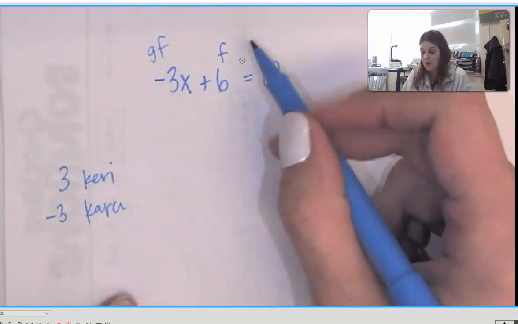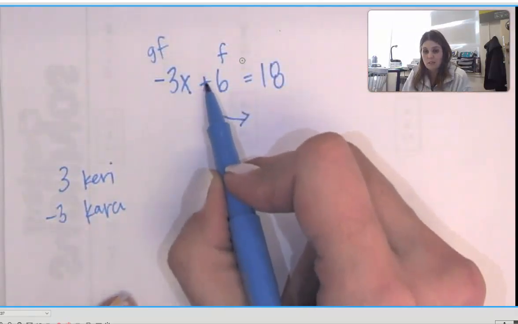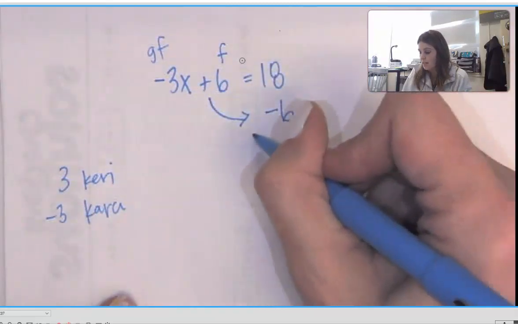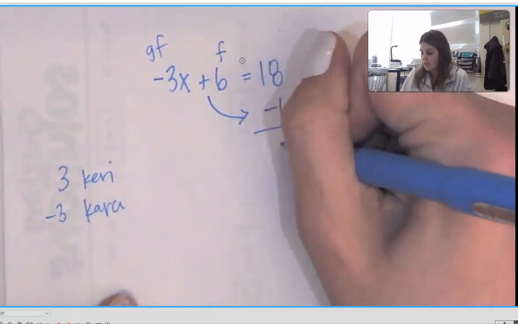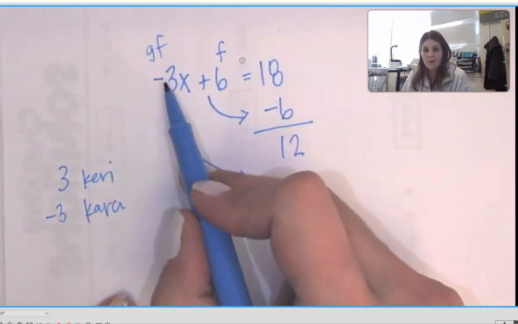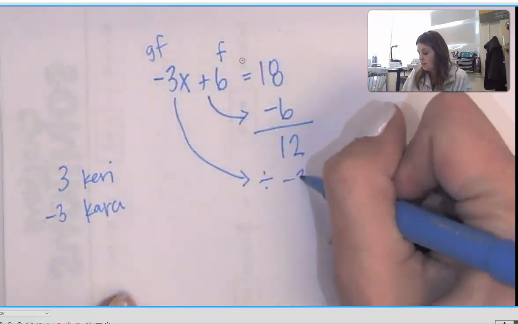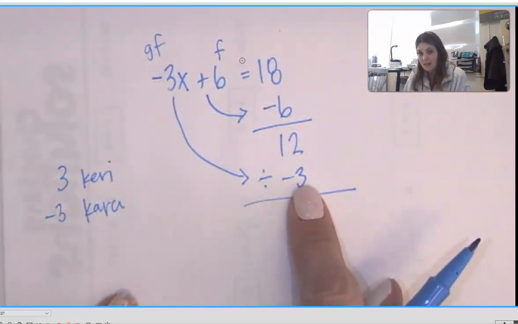So we get rid of the friend first. In order to do that, we do the opposite of what we see. This is a plus, so we're going to do a minus. 18 minus 6 is 12. Then, once again, we have a multiply. So if we're multiplying here, that means we're going to divide here by -3.